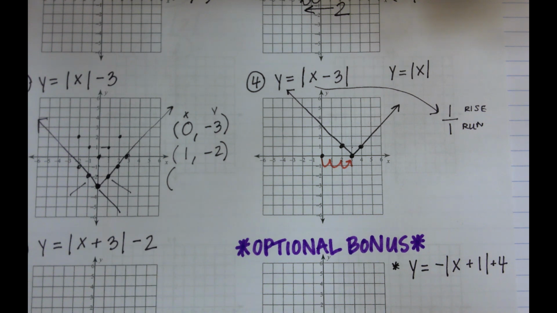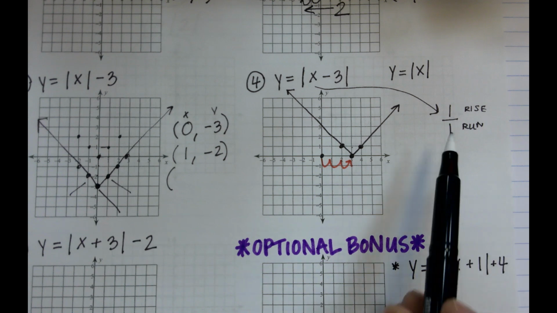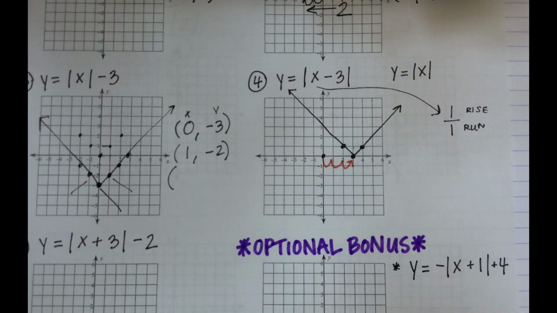I wanted to keep it as simple as I could. And I'm not asking you to know that. Just know that all of these graphs are going to be up 1 over 1 on both sides. All you're doing is either moving it up, moving it down, moving it left, or moving it right. That's all you've got to do. And that's how we get our coordinates.